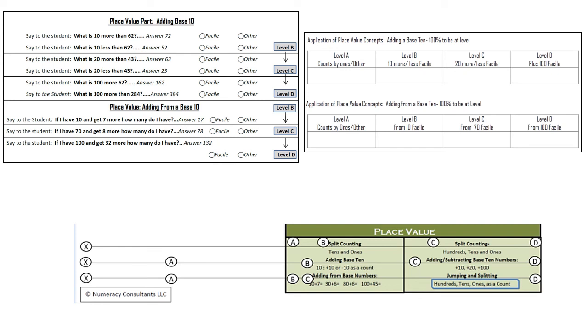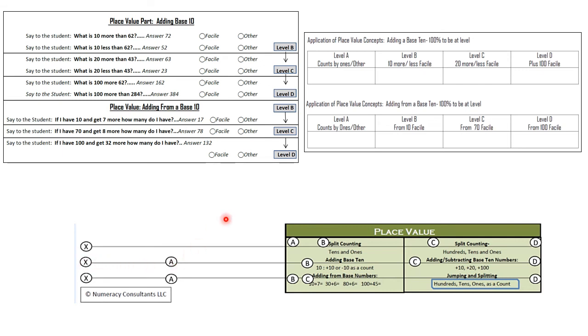Now if you take a look at this one, the way the assessment's set up, you have level B, level C, level D. Level A can't even actually be tested. If they just show up and say nothing, they would automatically default to a level A. So let's take a look at the framework here.